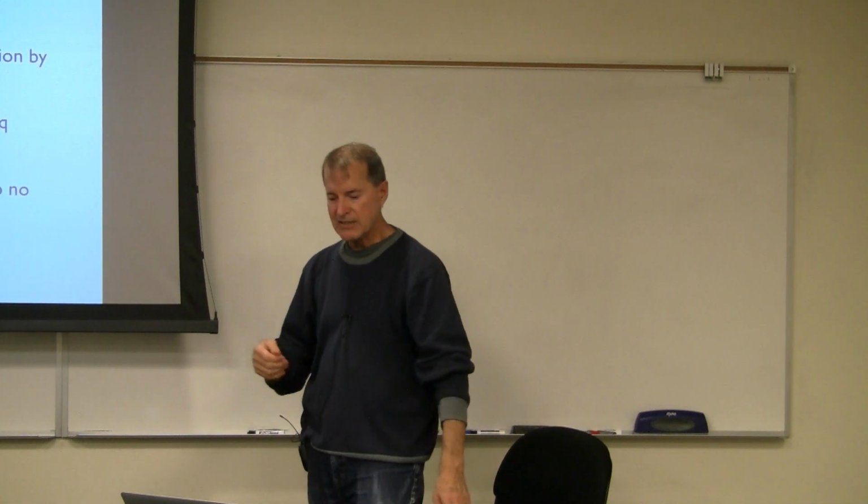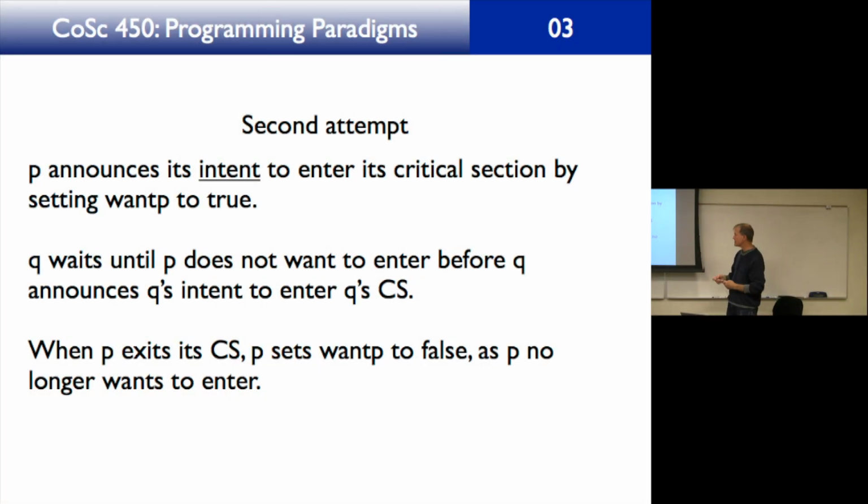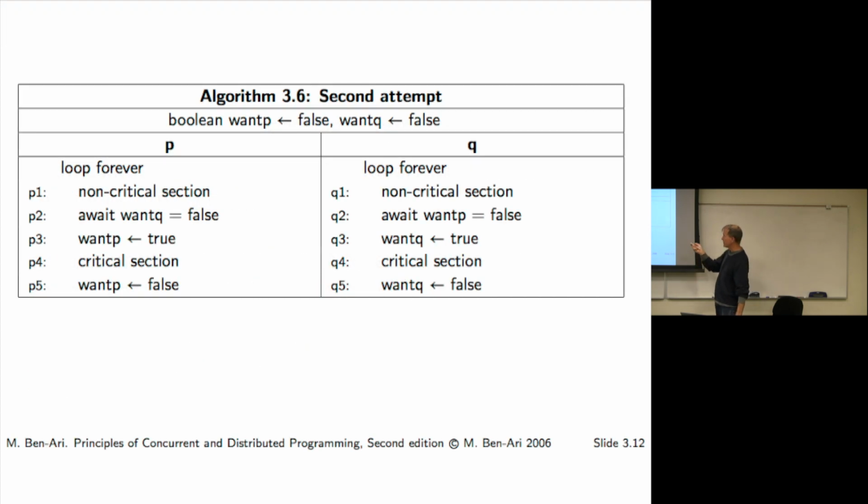Now, here's our second attempt. In our second attempt, P announces its intent to enter its critical section by setting wantP to true. Now let's jump ahead to this code. Look at this. This is algorithm 3.6. Now instead of having a turn, we have a want. Both of these are Boolean, and wantP is initialized to false and wantQ is initialized to false. And what wantP represents is whether or not P wants to enter his critical section.